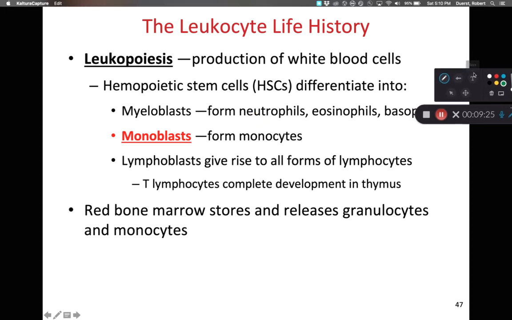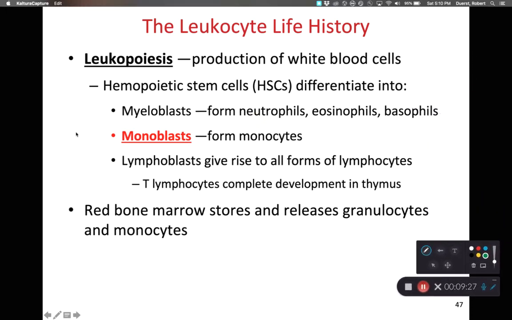As we look at the life history of a leukocyte, the process of making white blood cells is leukopoiesis. Erythropoiesis is making a red blood cell. Leukopoiesis is making white blood cells. So we're going to start off with the hemopoietic stem cells, the hemocytoblasts. And there are some different kinds of cells that those hemocytoblasts will differentiate to. They can differentiate into myeloblast, monoblast, or lymphoblast.